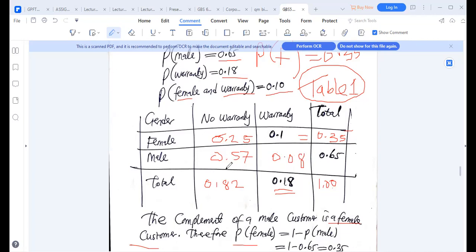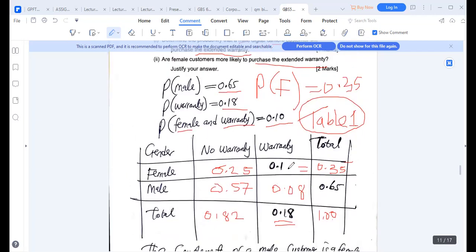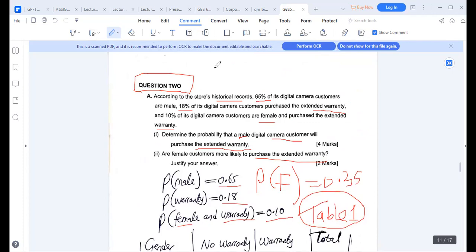So we are simply saying male and purchase warranty. Okay, so it's 0.08, because the total here for the warranty is 0.18. So to get the difference, we had to subtract to get 0.08. And then here we found the 0.65, the total, to get the total 0.5, just finding out this table. All right, so this is what this question came in on the conditional probability.